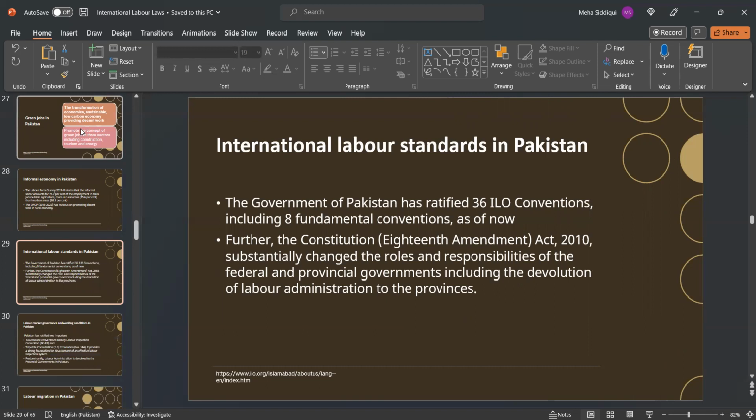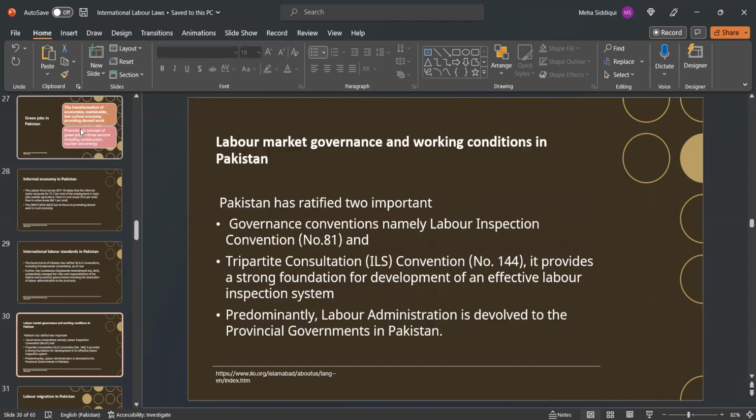Then come international labor standards in Pakistan. The government of Pakistan has ratified 36 ILO conventions, including 8 fundamental conventions as of now. Further, the Constitution Act of 2010 substantially changed the roles and responsibilities of the federal and provincial governments, including the devolution of labor administration to the provinces.